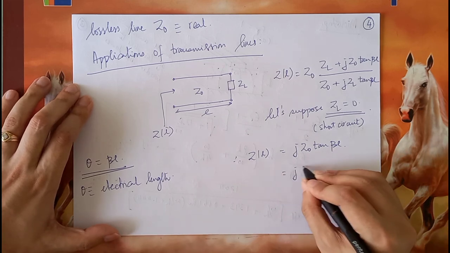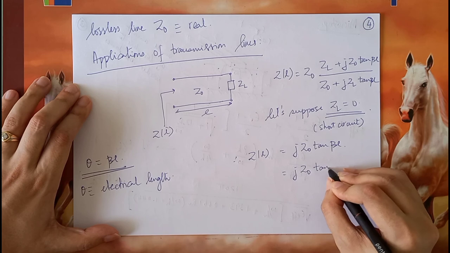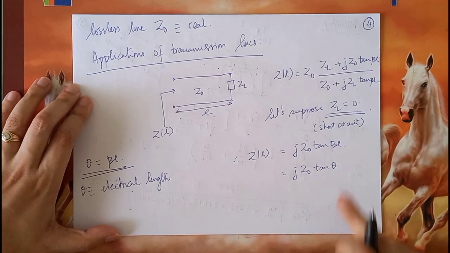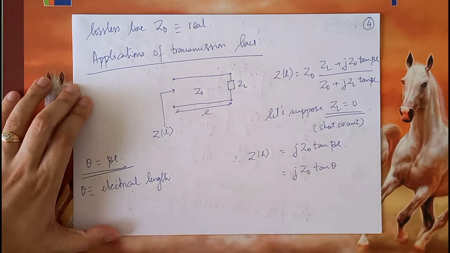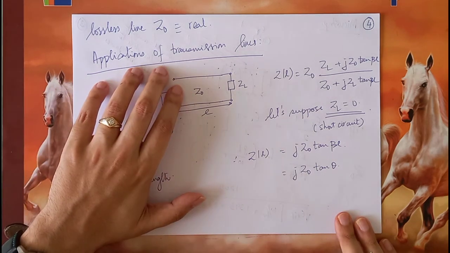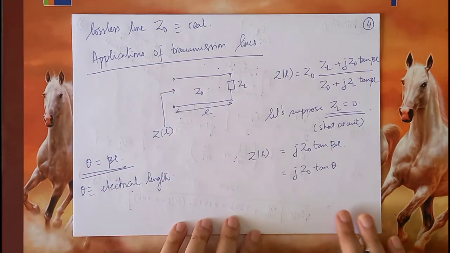Let's say that this is equal to jZ0 tan theta. L is the physical length, beta is the phase constant. Theta is called the electrical length, and its unit is the unit of an angle, either degrees or radians. Now, this is what Z of L will look like.